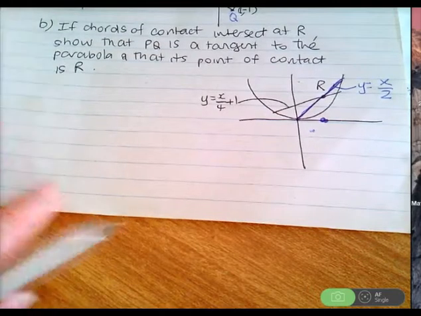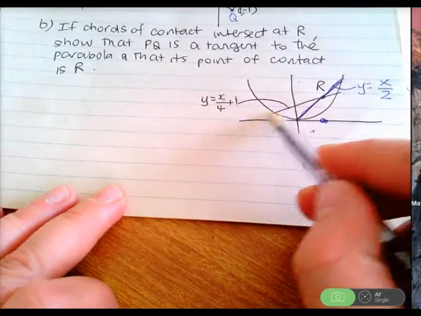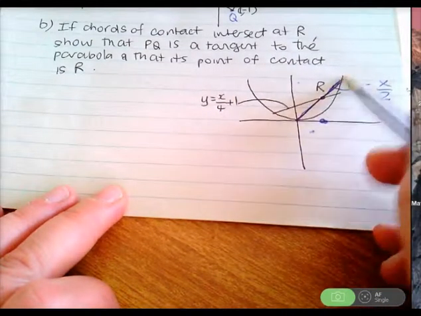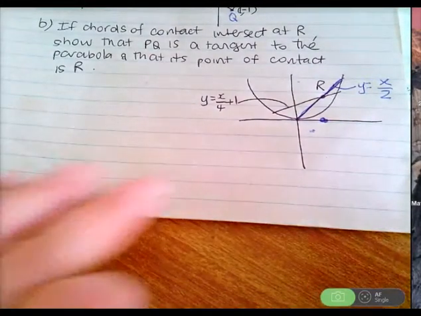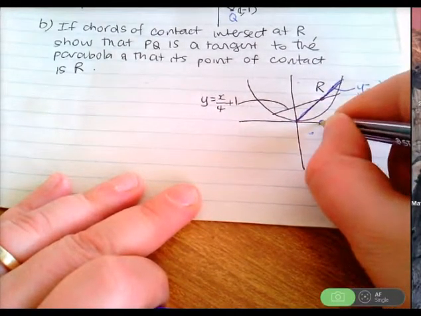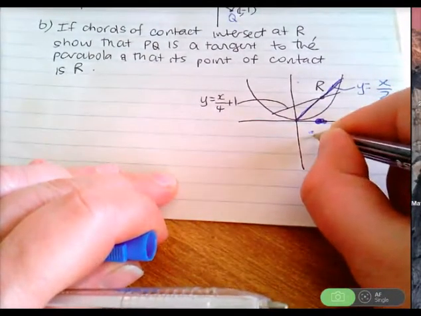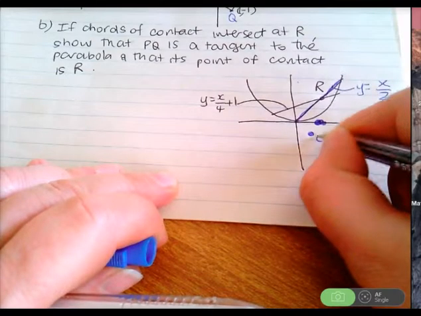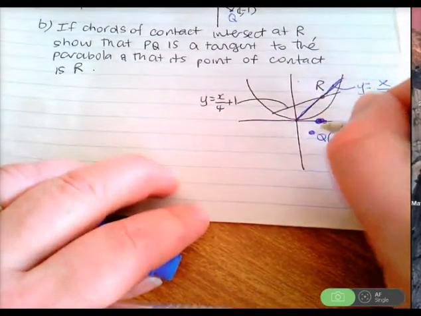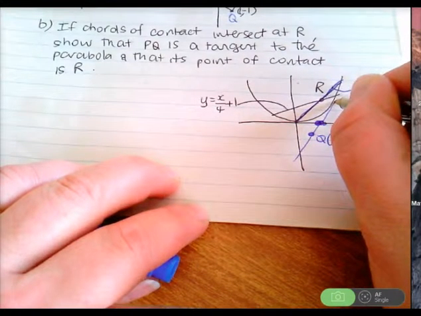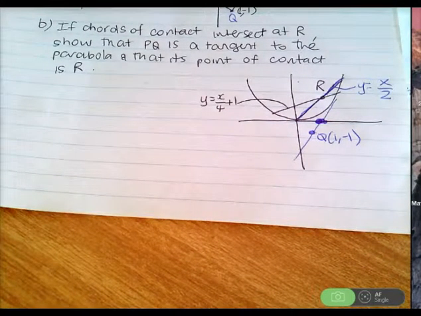So, part B, if the chords of contact intersect at R, I've drawn both the chords of contact there: y equals x on 4 plus 1, and here is the other blue one, y equals x on 2. If they intersect at R, it says to show that PQ is a tangent to the parabola. Well, P was the point 2, 0, so I'll say it's about there, and Q is the point, say, 1, negative 1. Now, girls, I have not drawn this to scale. So it says, show that PQ is a tangent to the parabola and that its point of contact is R.